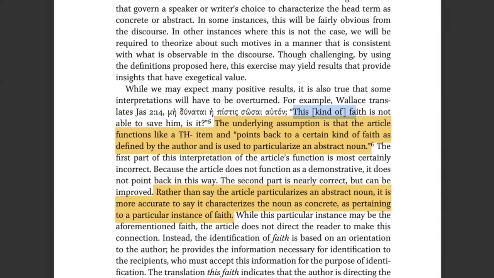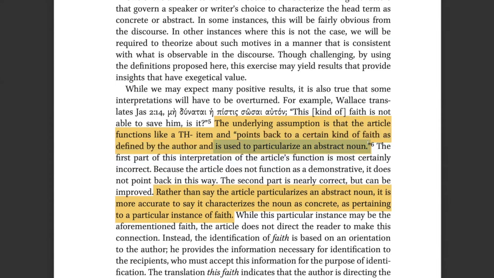Peter says the first part of this interpretation is mostly incorrect. It points back to a certain kind of faith as defined by the author. That is the English understanding of the article. That's not what the Greek is doing. Because the article does not function as a demonstrative, it does not point back in this way. But then he says the second part is nearly correct.